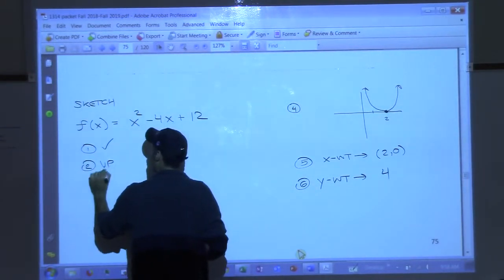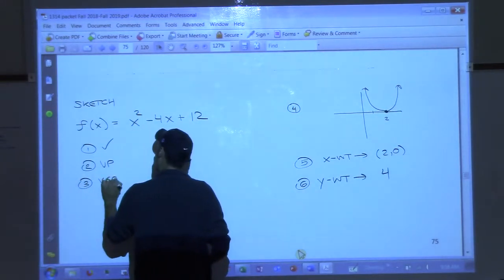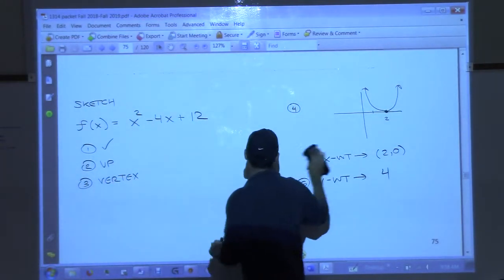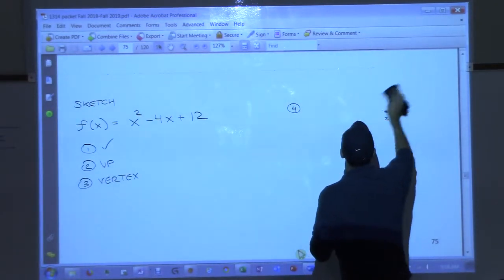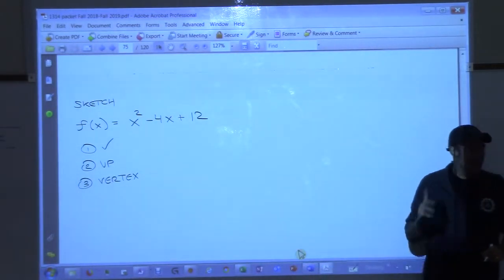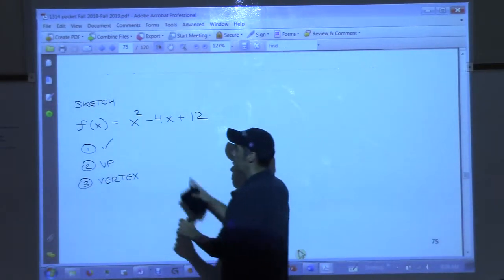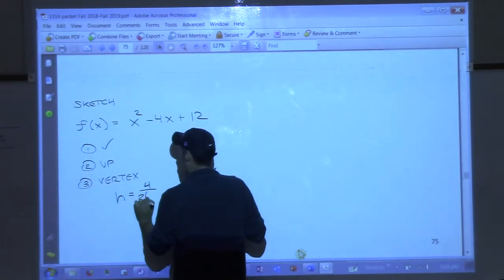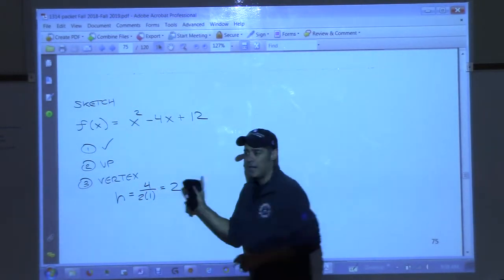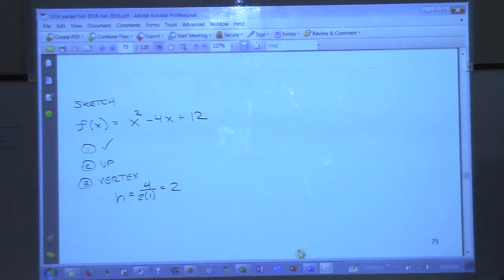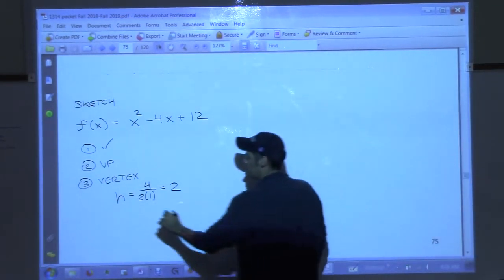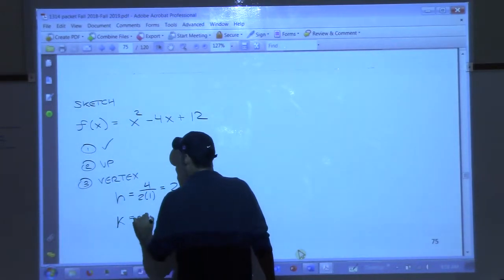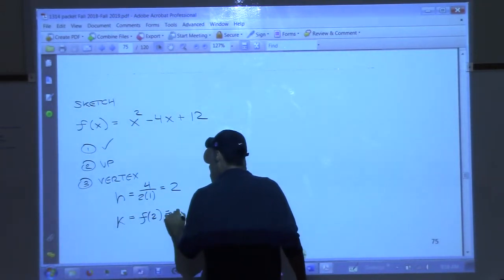Still opens up. Has the vertex changed? Yes, the vertex has changed. Now, the h has not changed. H is going to be the same because we still do negative b over 2a. Do you all understand? H is still the same calculation, but the k is different because when we put the k in this time, we're going to plug it into a different formula, so we're going to get something different. So k should be f of 2, which is 2 squared.